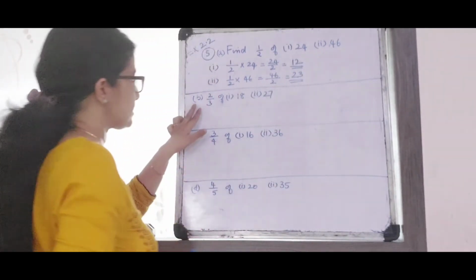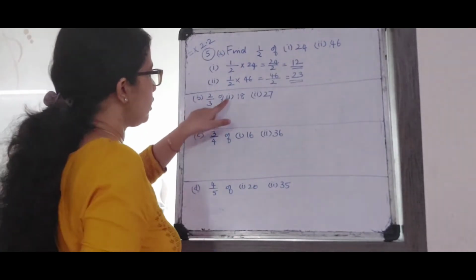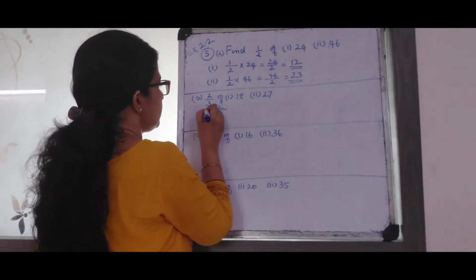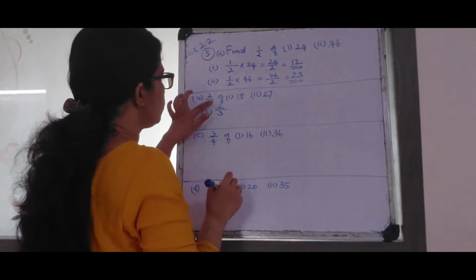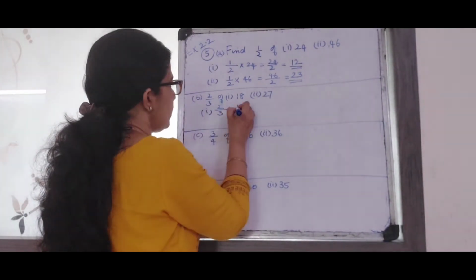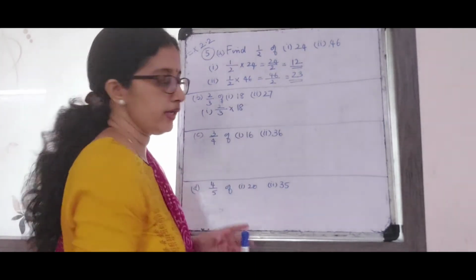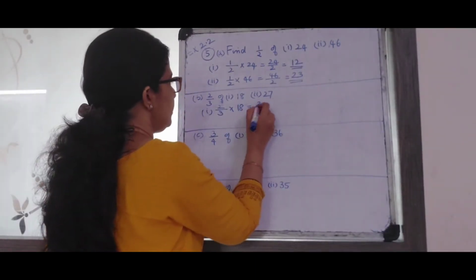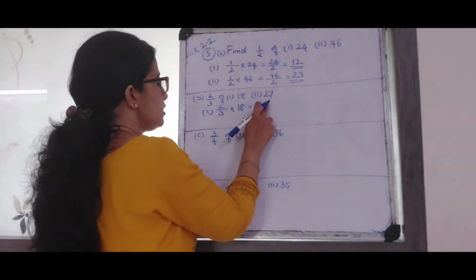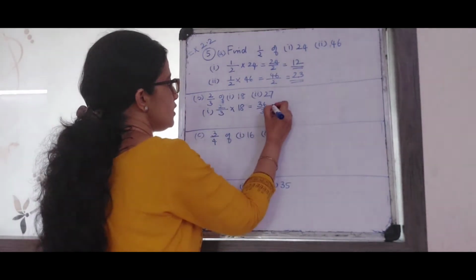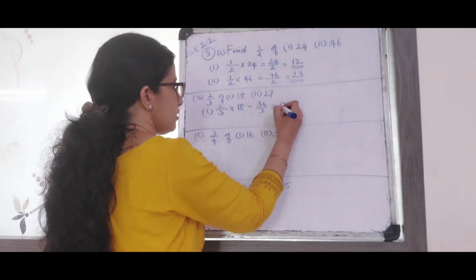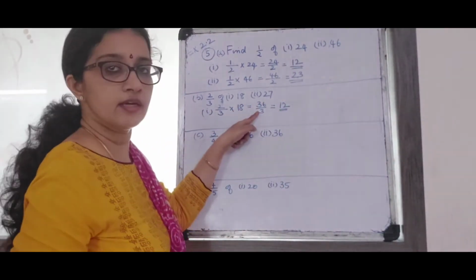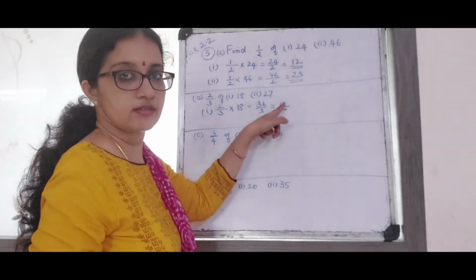Okay, now the second B portion is 2/3 of 18. That means 2 by 3. This is the first question. 2 by 3 into 18, which is equal to 36 by 3, right? 18 into 2 is 36. So 36 by 3, which is equivalent to 12. You can divide 36 by 3 and you will get 12 as the answer.